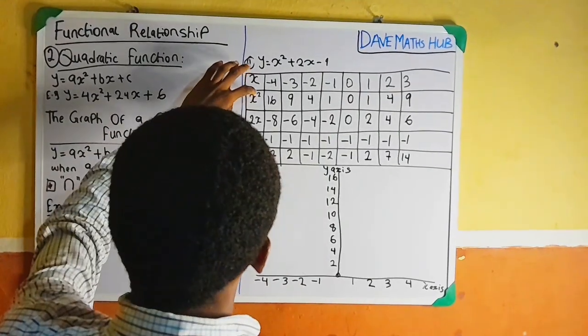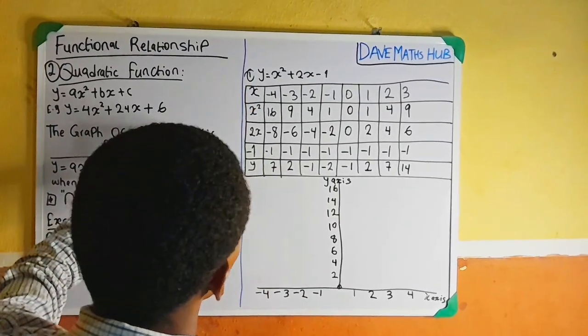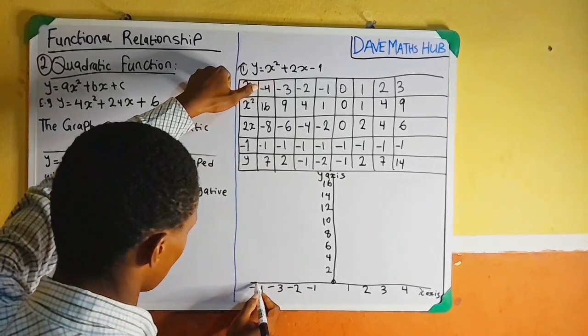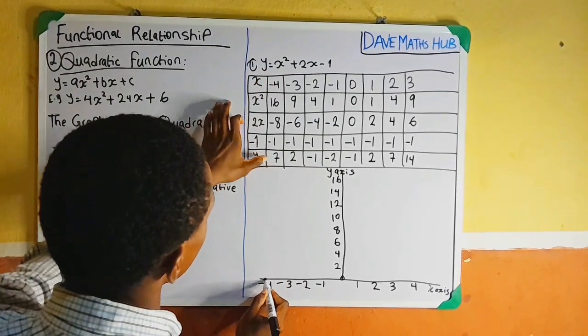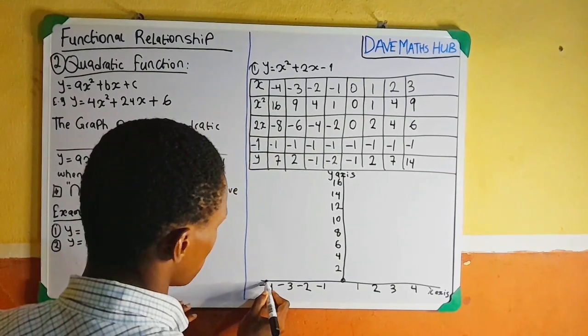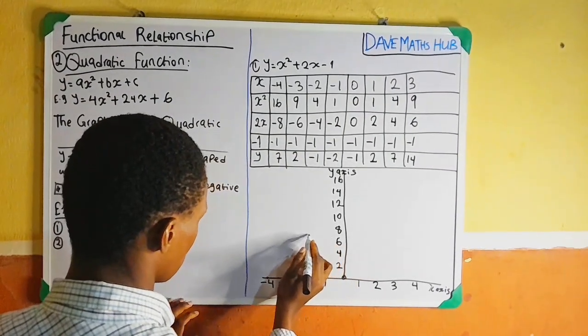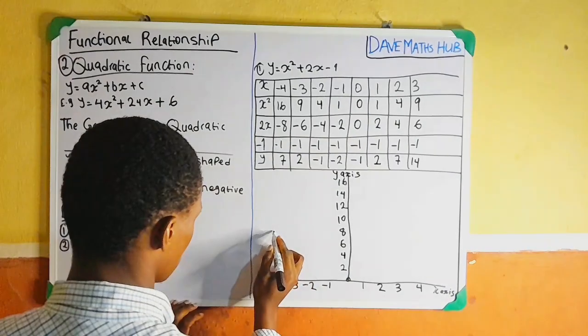So when x in this instance now is minus 4, which is here, y is 7. So raise it up to 7. 7 is in between 8 and 6, coming this way and touches here.